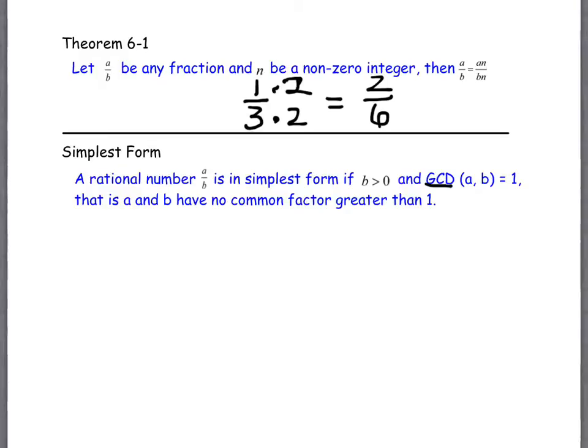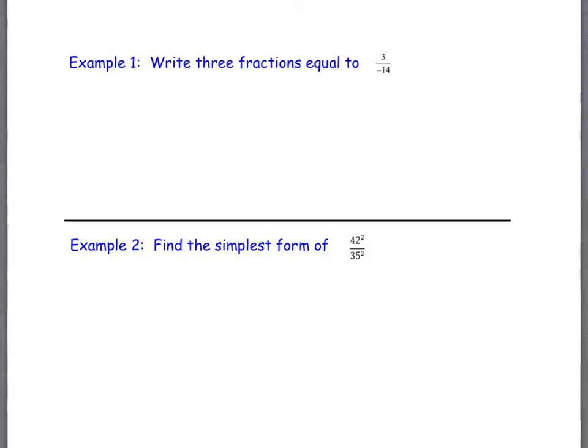So the first example that we're going to do, a real example, is we're going to take the fraction given here, which is 3/-14, and write 3 additional fractions that are equal to this one. So somebody give me an example. What is another fraction that is equal to 3/-14? 6/-28. Perfect. 6/-28. And we get that by doing what? Multiplying top and bottom times 2. Somebody give me a different one.